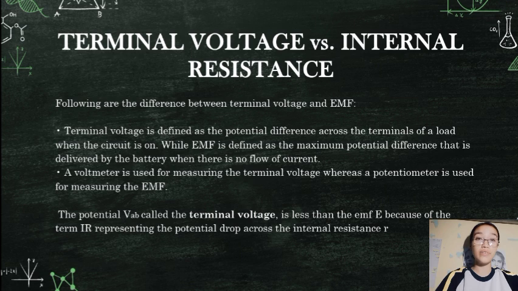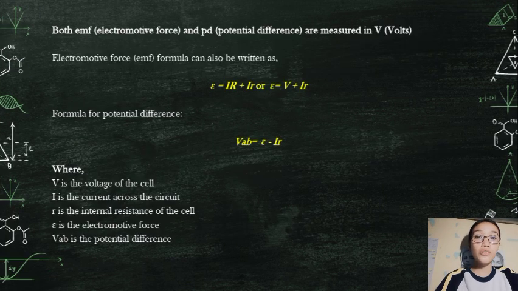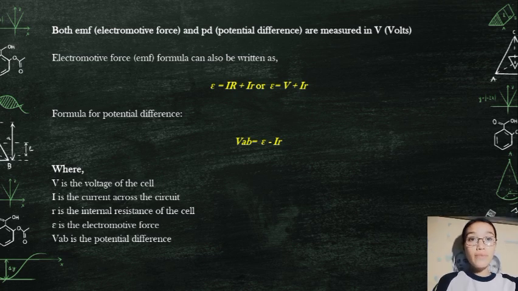So the relationship between EMF, terminal voltage, and internal resistance is given by this equation. VAB or terminal voltage is equal to EMF minus internal resistance. So this equation shows that the terminal voltage decreases as the current increases due to the voltage drop across the internal resistance. So let's solve a problem using this formula.